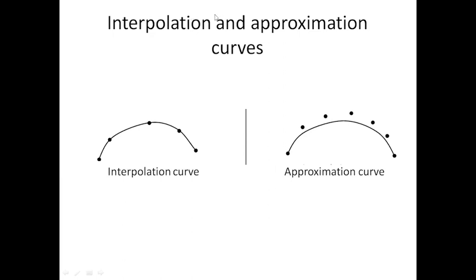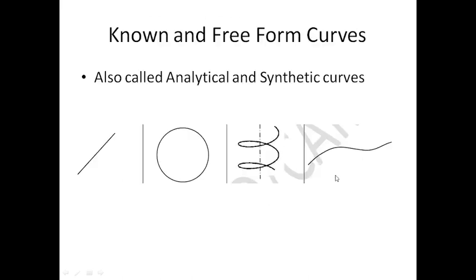Then you have interpolation and approximation curve. Briefly we discussed in the previous lecture. Interpolation curves, you have the control points and the curve passes through all the control points. In approximation curve, you have the control points, but the curve may not pass through all the control points. It may pass through few of the control points, but not all. So this kind of curve is known as the approximation curve.